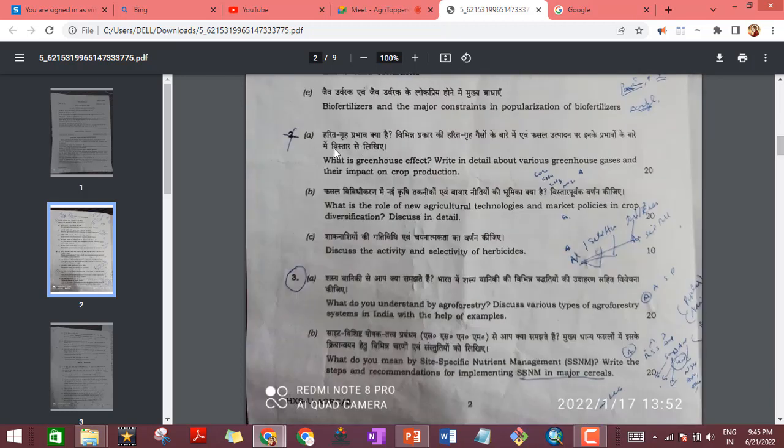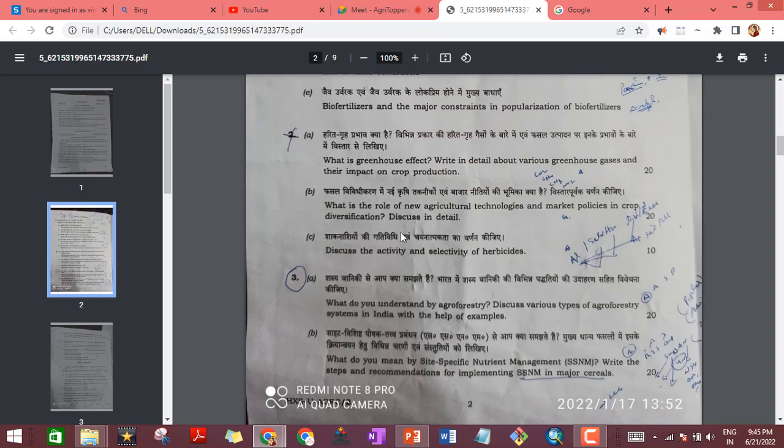And here also, in the second question, we need to look at the questions. Like you see, what is greenhouse effect? This is a comparatively general question. What are the details about greenhouse gases and the impact on crop production? What is the role of new agriculture technologies and market policies in crop diversification?